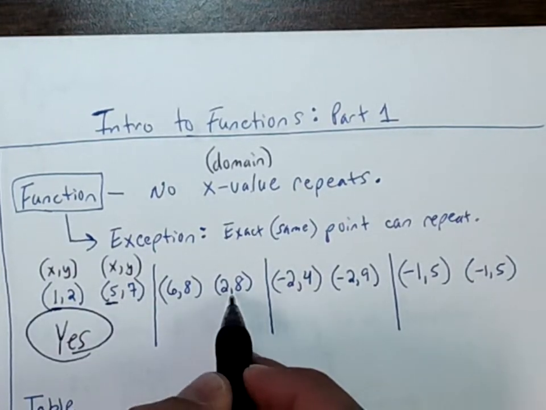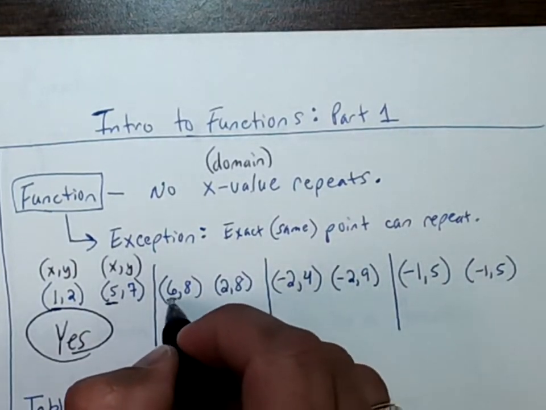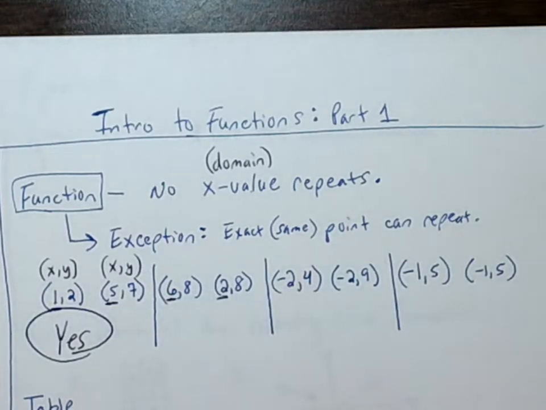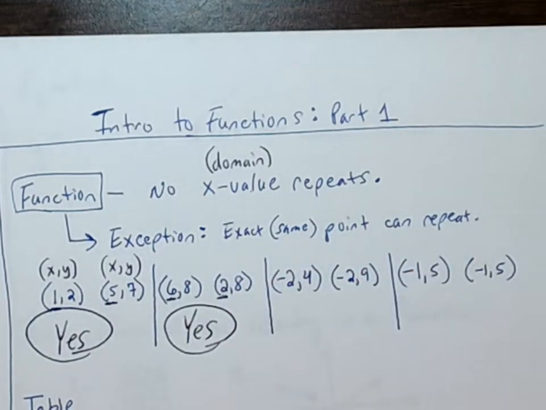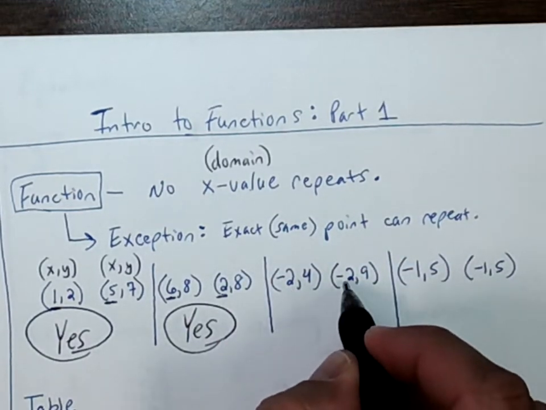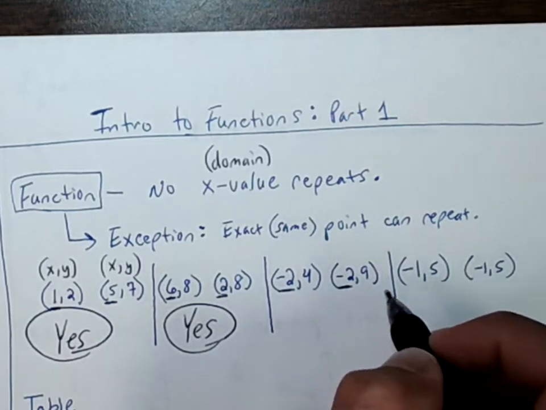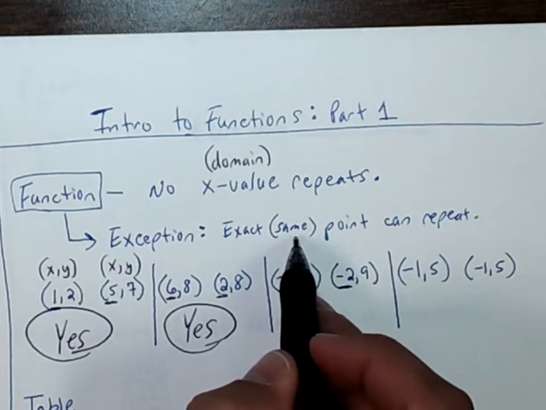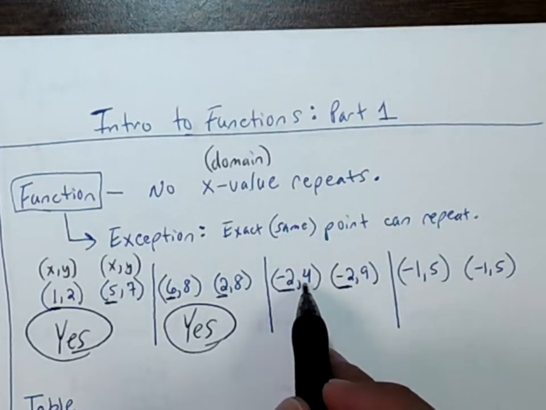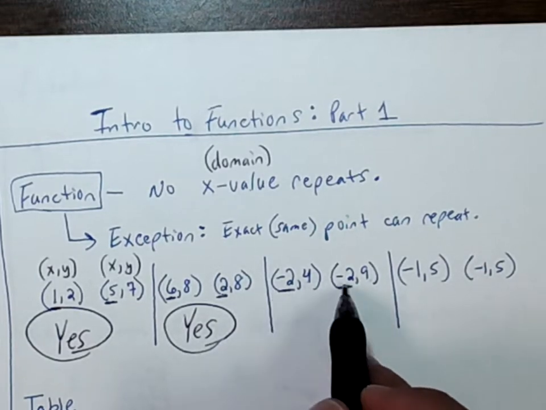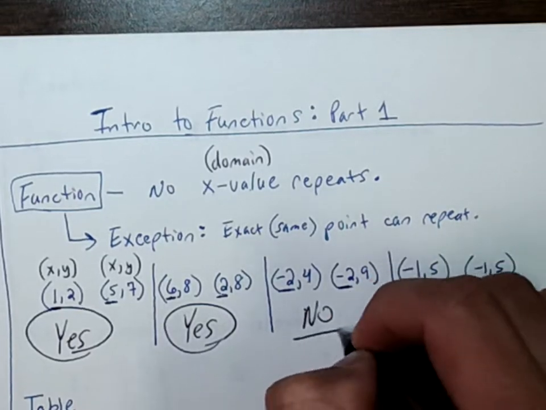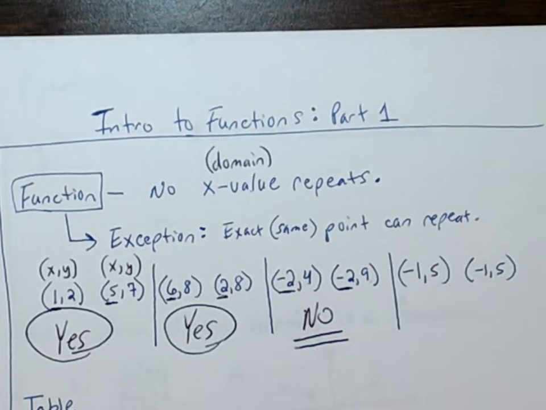Let's do a second example. I have 6 and I have 2. No, those do not repeat. So yes, it's a function. Next, -2 and -2. Uh-oh, my x value repeated. This is the same number. But it's okay if it's the exact same point. Nope, this is (-2, 4), that's (-2, 9). These are two different points, so it's not the exact point. And my x is repeated, so no, that is not a function.